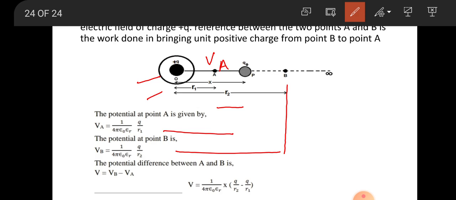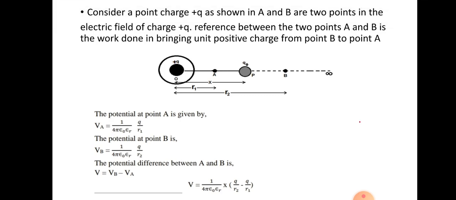And always remember that we subtract the smaller from the larger, so VB minus VA, and we will get the formula on substituting the values of VB and VA as potential difference, which is equal to 1 upon 4 pi epsilon naught epsilon r into Q upon r2 minus Q upon r1. So it is easy, simple. This is the way we can find out the potential difference between the charges also.